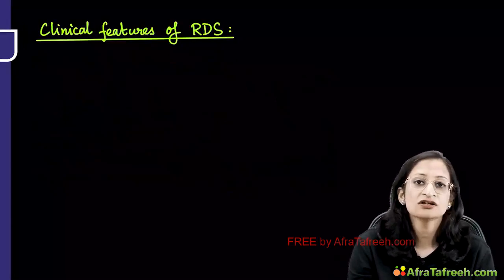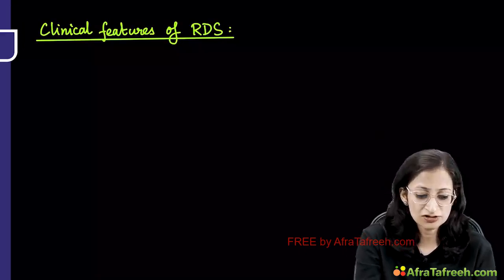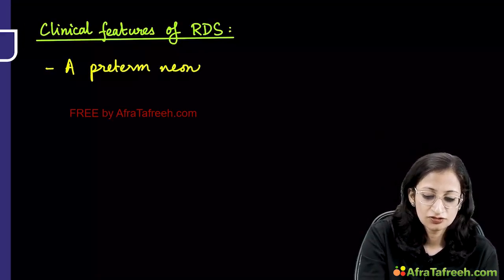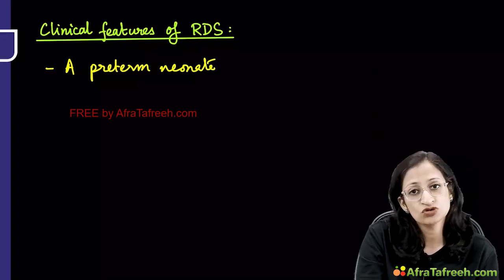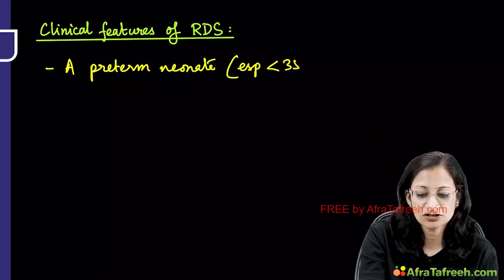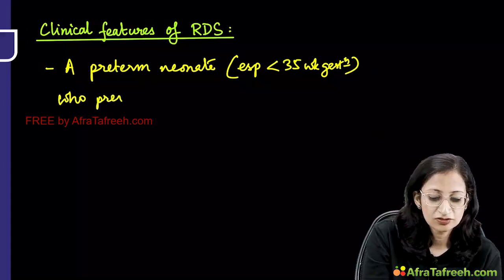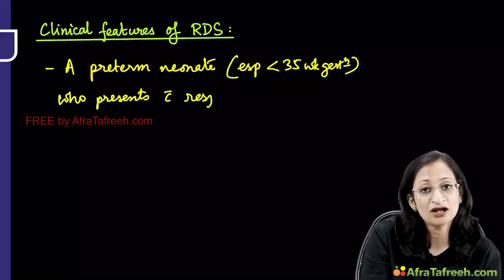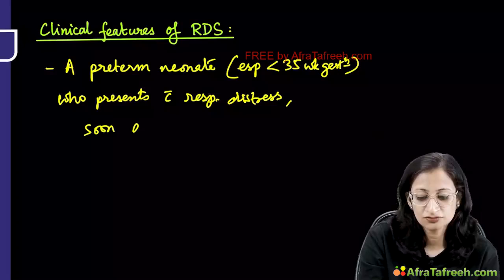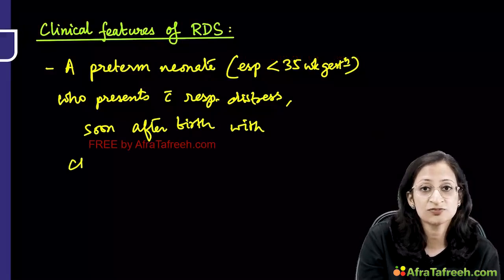Okay. Now, what are the clinical features of RDS? The usual case scenario where we are going to suspect respiratory distress syndrome is a preterm neonate. The more preterm the baby, the more the chance of RDS. So, a preterm neonate, especially one less than 35 weeks gestation, who presents with respiratory distress which may be mild, moderate or severe soon after birth, with a characteristic chest X-ray picture. Okay.